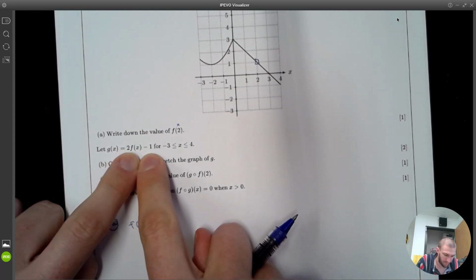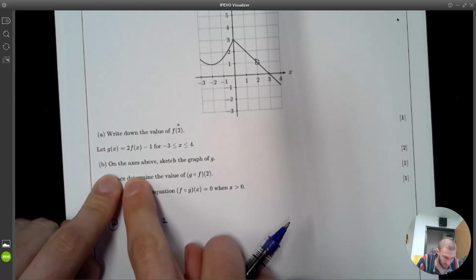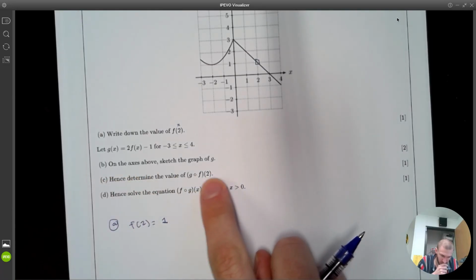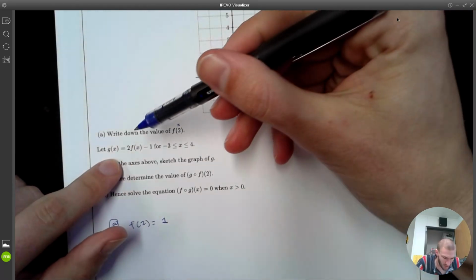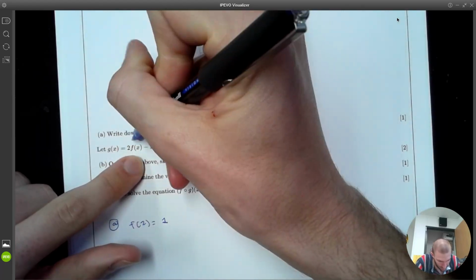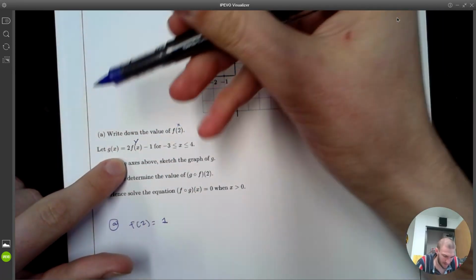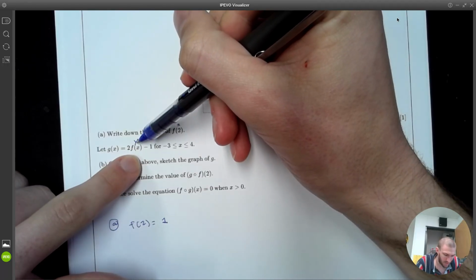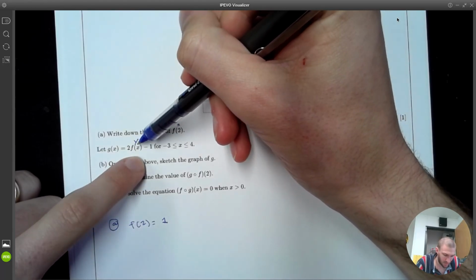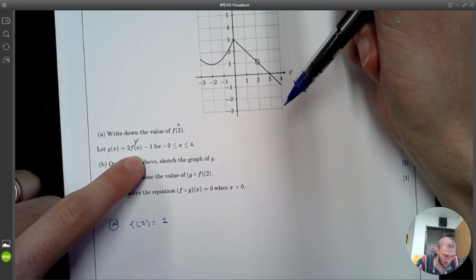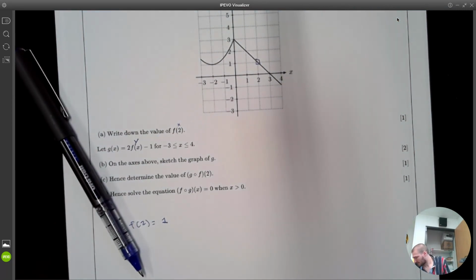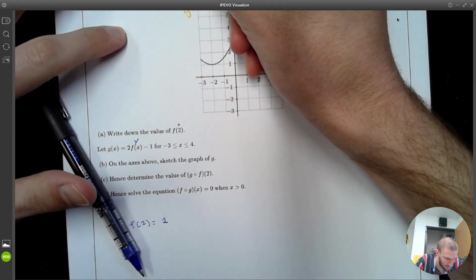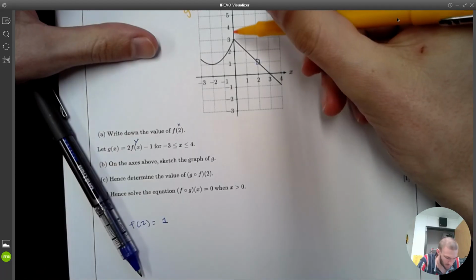Let g of x equal to f of x minus 1. Okay, sure. Sketch the graph, determine the values. Okay, so g of x is gonna, so this f of x is really the y. So what we need to do is take all of our y values and translate them by multiplying them by 2 and subtracting 1. Okay, so g, I'll do in a different color. Let's do orange. G of x can be in this color. Multiply by 2, subtract 1.